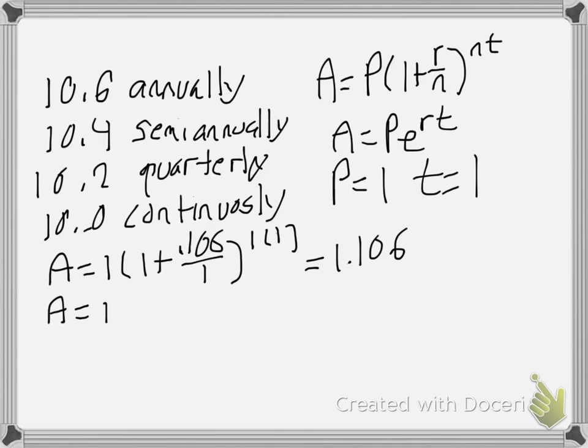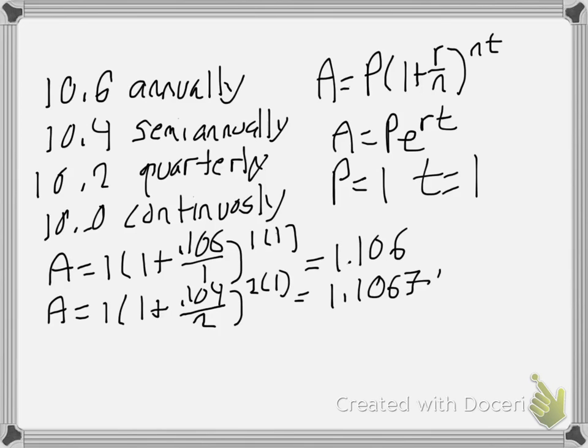A equals 1 times 1 plus 0.104, semi-annually is 2. And then this is 2 times 1. And that gives you 1.106704, if you want to get more technical.